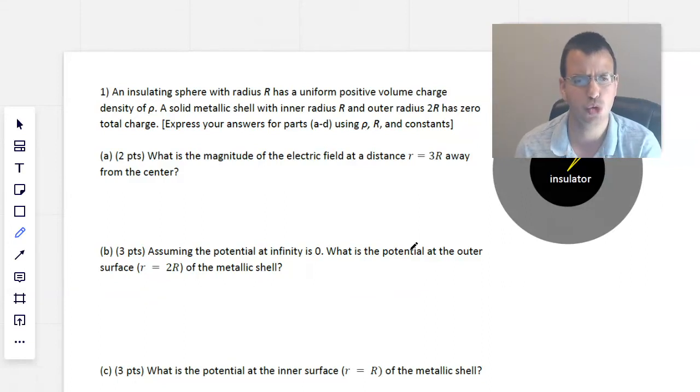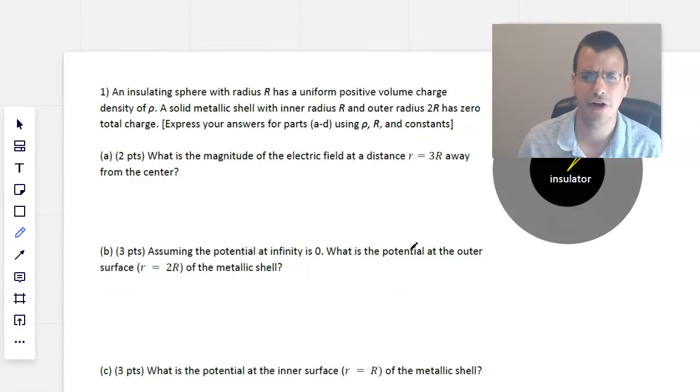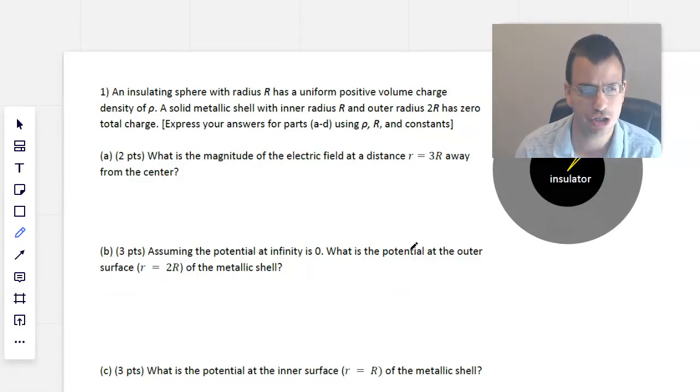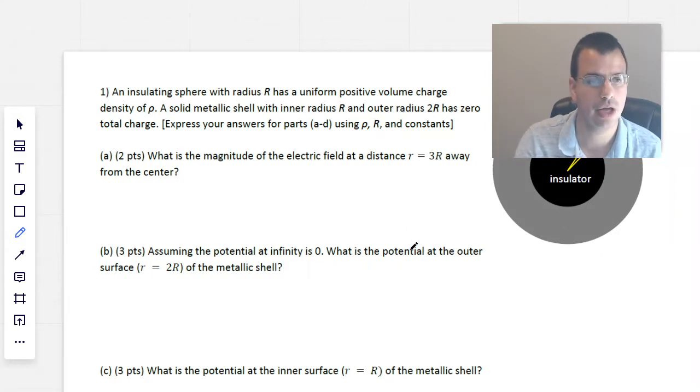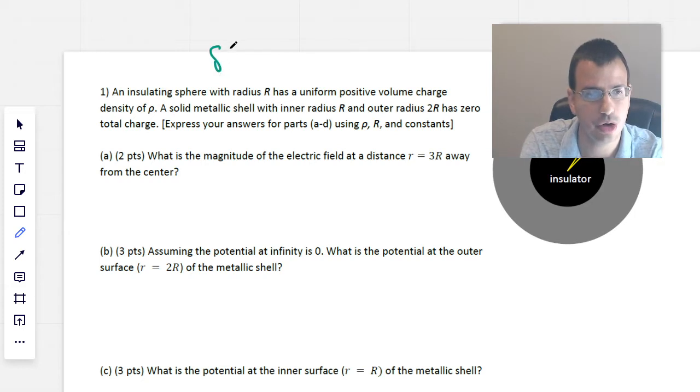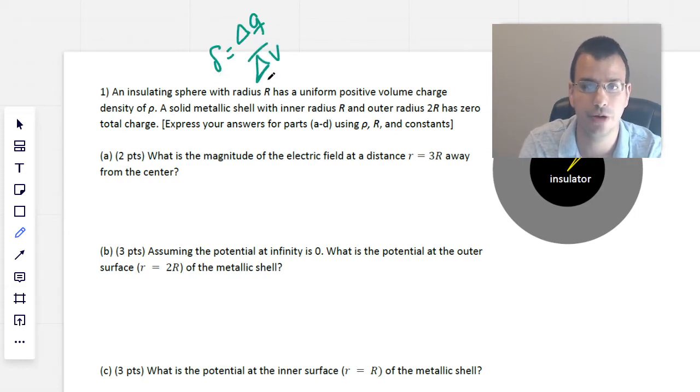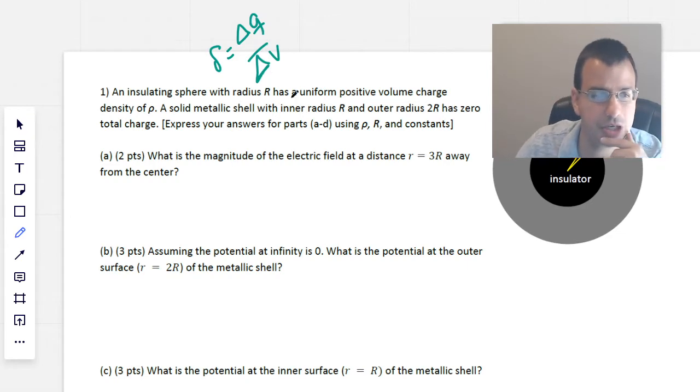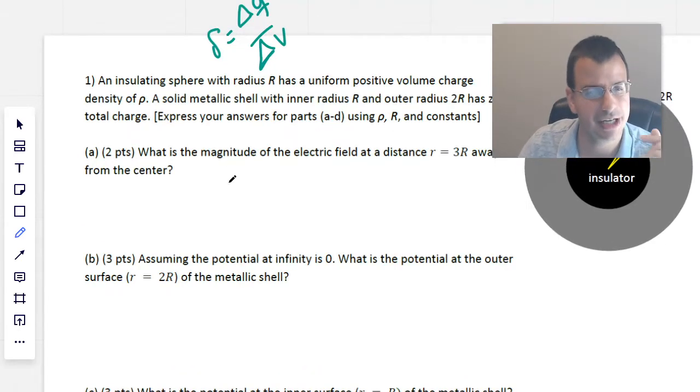An insulating sphere with the radius r has a uniform positive volume charge density of rho. Okay, so let's see, I'm going to write this out real quick. So I'm going to say that rho equals a small bit of charge for a small bit of volume. V there is volume, not voltage. Symbol is the same, so it's easy to get confused.